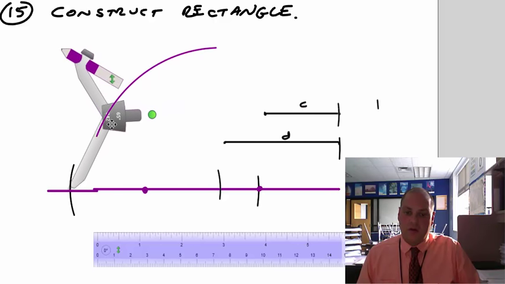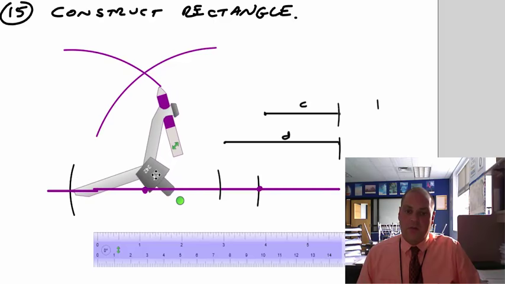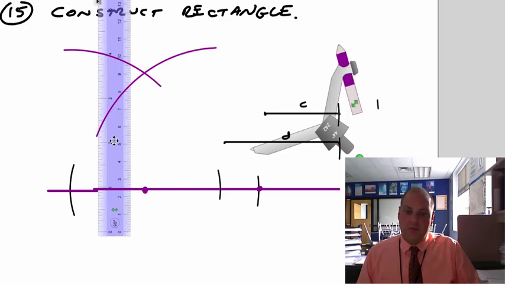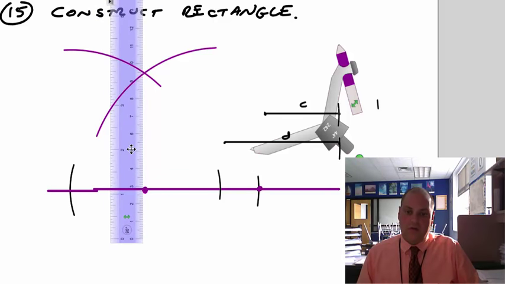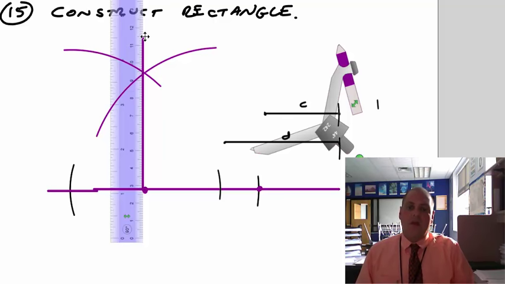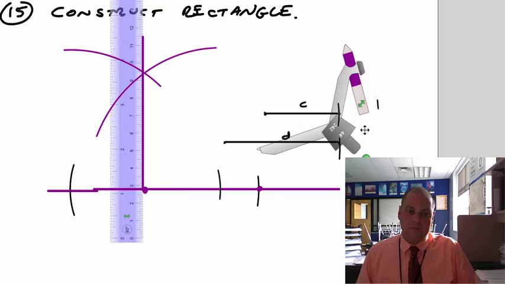And then we're going to swing another arc. From the other point we created, we're going to swing an arc up there. So I know now that I've created a perpendicular. Now I can connect right down there.